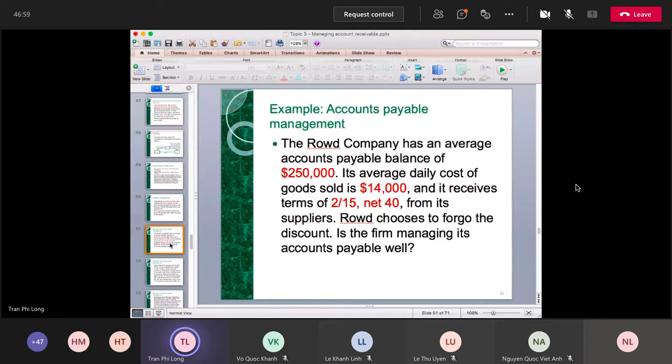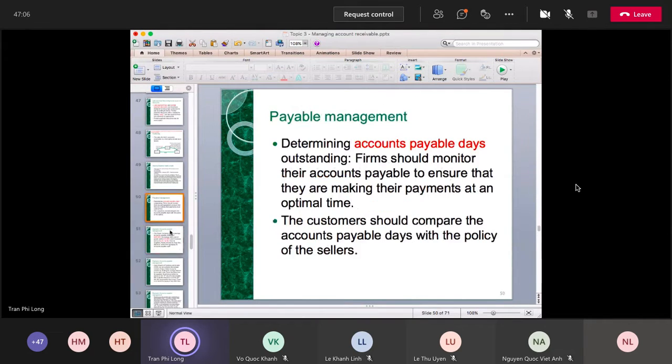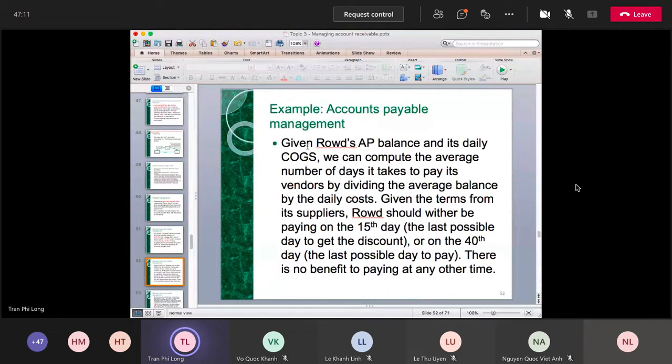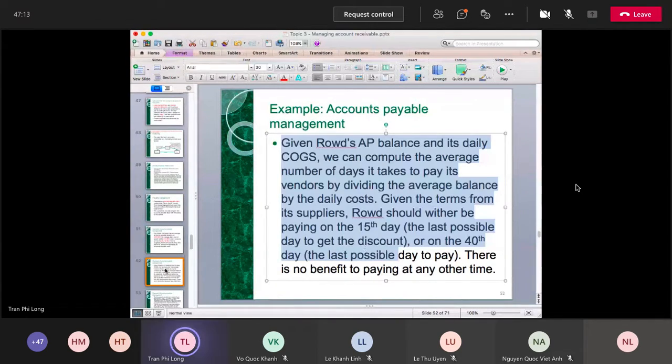Now you have to calculate the accounts payable days outstanding. You can have a few seconds to read the slide. It just repeats what I told you. If the company accepts the discount, the company will pay exactly at day 15. If the company doesn't take the discount, the company should pay exactly at day 40.